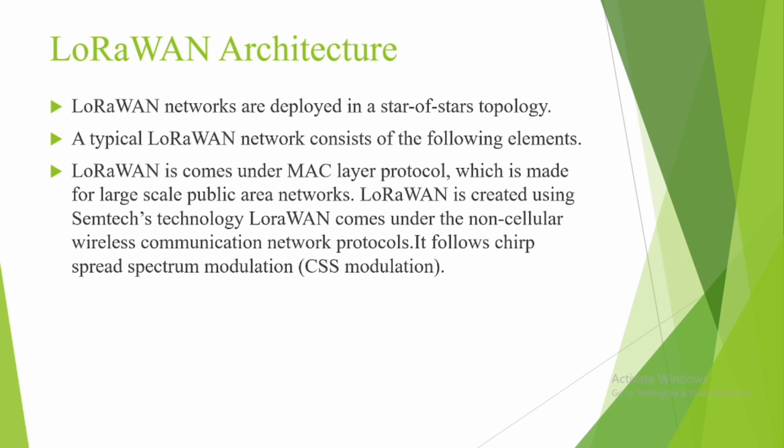A typical LoRaWAN network consists of the following elements. LoRaWAN comes under the MAC layer protocol, which is made for large scale public area networks. LoRaWAN is created using stable technologies. LoRaWAN comes under the non-cellular wireless communication network protocols. It follows chirp spread spectrum modulation.